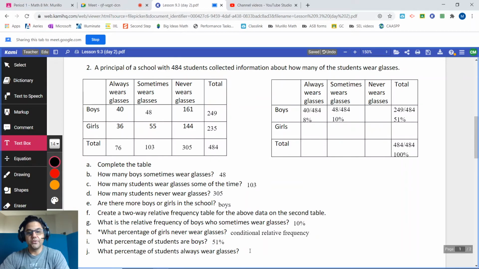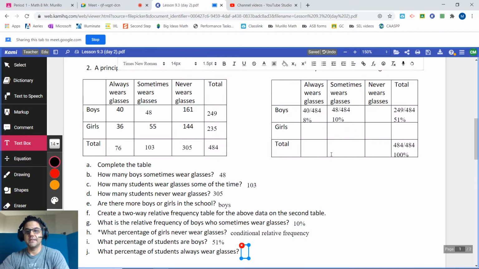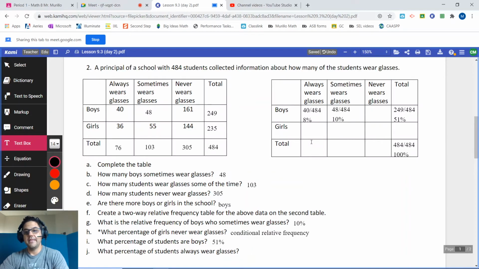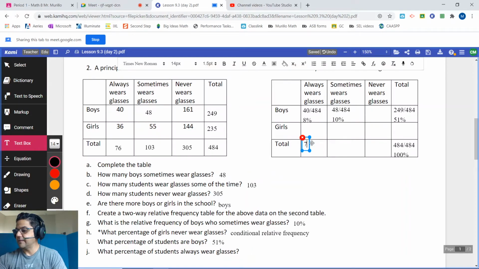What percentage of students always wear glasses? So always wear glasses would be this box right here, and that would be the 76 divided by the 484. The 15.7, so this time we're probably going to round up to 16%.